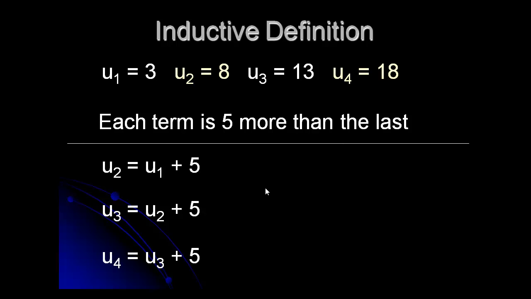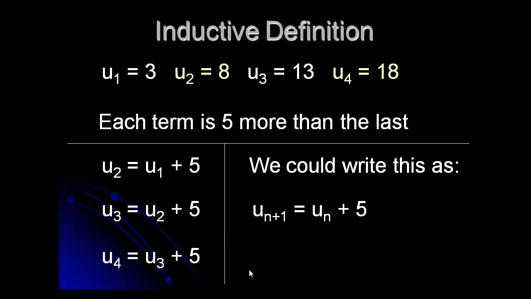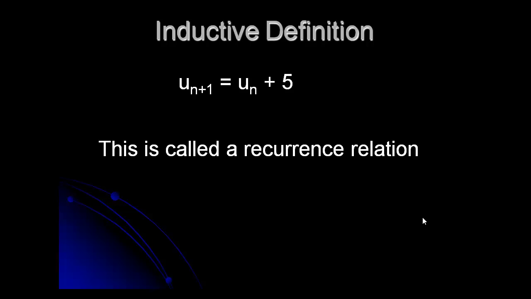Another way of thinking of this is how we get from one term to the next term. So if we know that each term's going up by 5, we could say that the second term is the first term plus 5, or the third term is the second term plus 5, or the fourth term is the third term plus 5, etc. In general terms, we could write un plus 1, the n plus 1th term, is equal to un, the nth term, plus 5. So the next term is the current term plus 5.